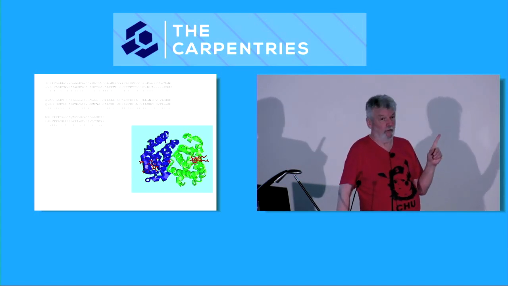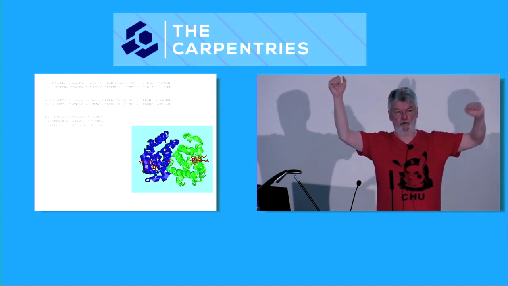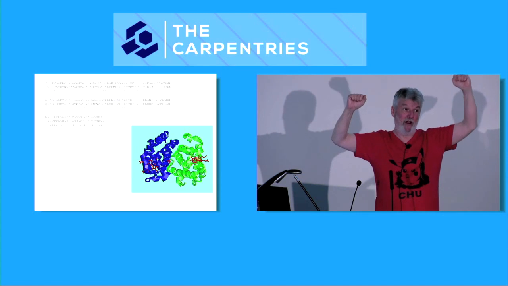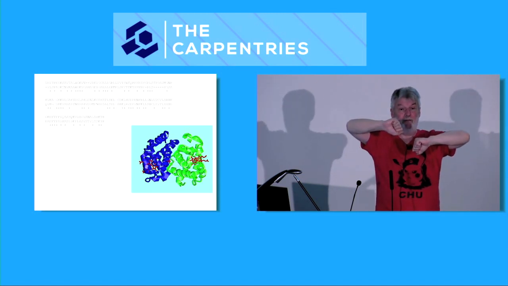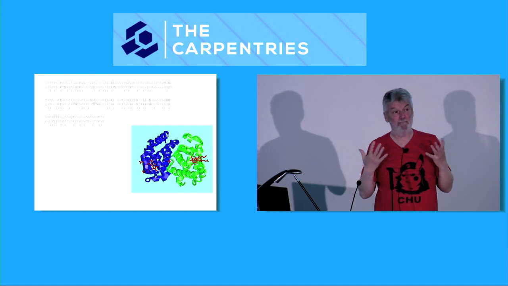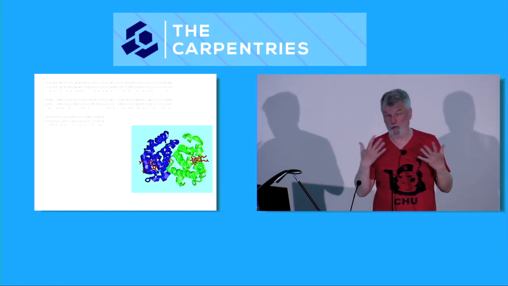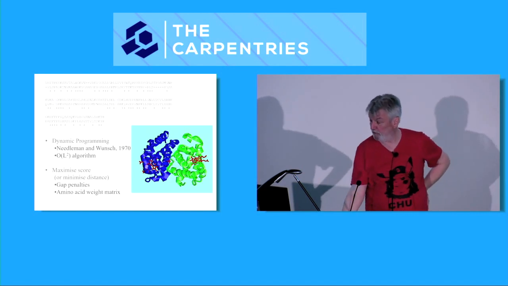And by order L squared, if the sequences are L long, and imagine my two arms are two sequences, in order to compare this sequence to this sequence, you have to somewhere along the line compare every residue to every residue. So that's L times L comparisons. Okay, so at a minimum, it's going to be L squared memory and operations to do this.